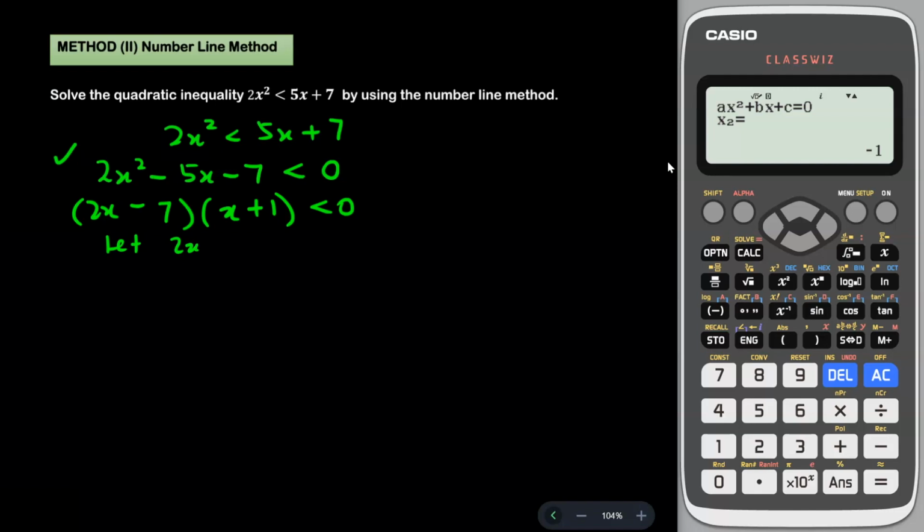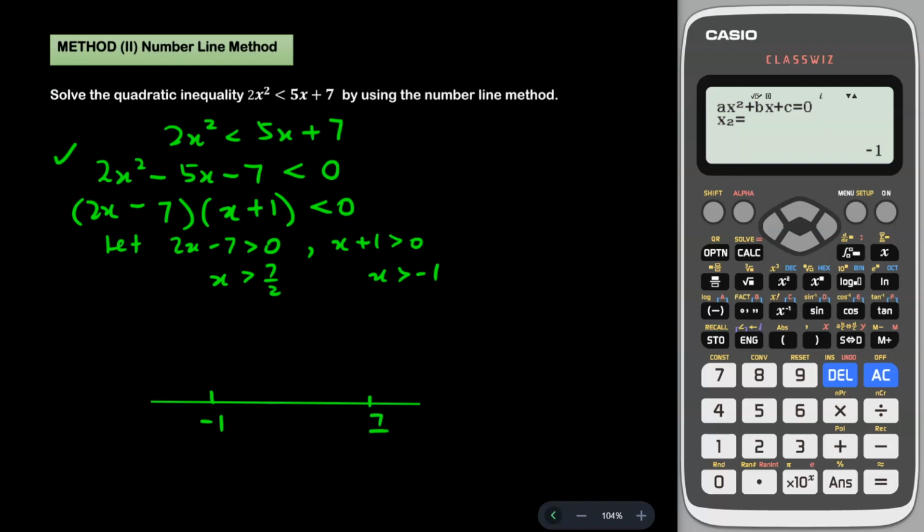Then we let 2x minus 7 more than 0. So x is more than 7 over 2. This is not the final answer yet. And then x plus 1 more than 0. So x is more than negative 1. Okay, so now we can start to draw the number line. There will be 2 points here. Here will be negative 1 and here will be 7 over 2.